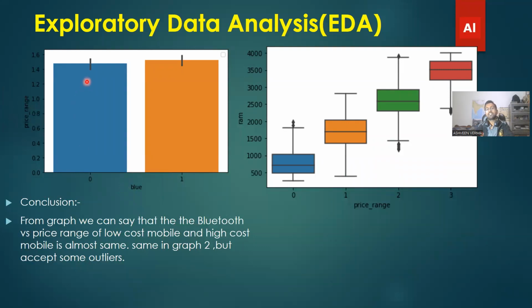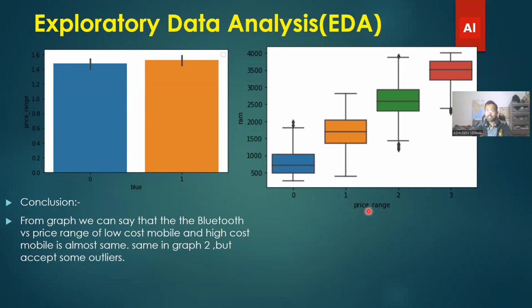So here we can see that the graph is almost the same, with a slight difference. Here we can see a slight difference in some data, which can be neglected. So here also we can say that the price of 0 phone and 1 phone, it means low cost and slightly high cost phone, is similar. Okay, it means Bluetooth is very much compulsory in every phone. From this graph, we can conclude.